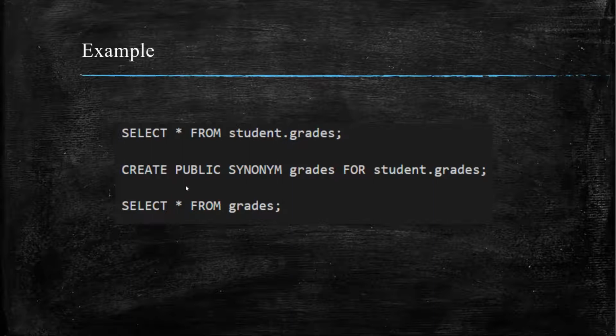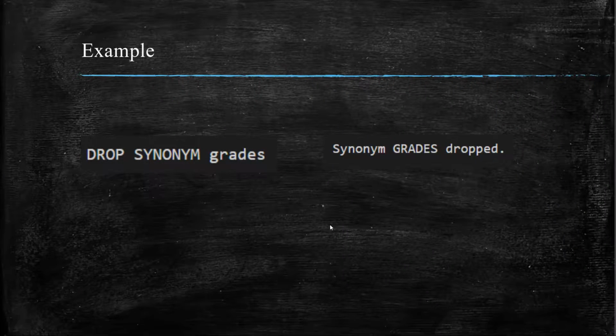Let's see an example. So we got students, we got grades. If we want to reach those, we create a public synonym called grades, which will represent student.grades. So instead of typing down student.grades each time, we can reach them by simply typing down grades now. And if we want to drop that, we could just type down drop synonym grades and it will drop.